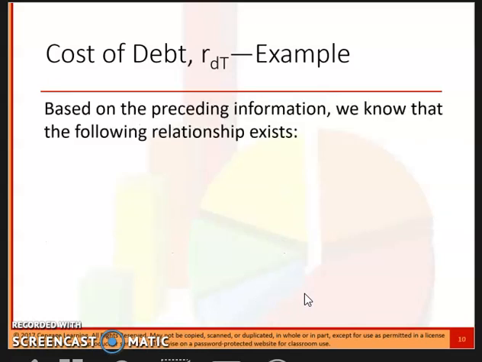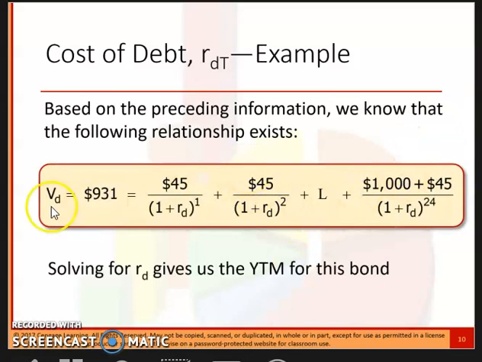Based on that information, we can solve this equation in a formula. It's kind of difficult, but this is what it looks like. We'd set that $931 price equal to the present value of all of the future coupons and the return of that maturity value or principal at maturity. So again, there's 24 periods. Solving for R sub D is kind of difficult. It can be done on a graphing calculator and is fairly easy to do in Excel.